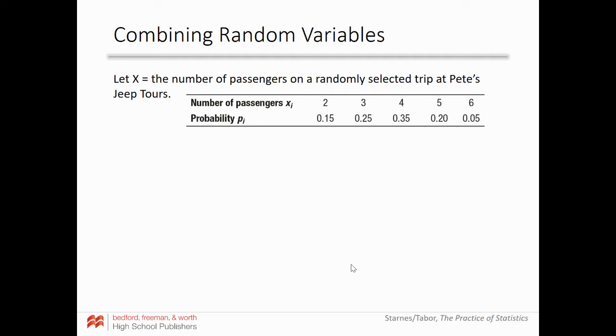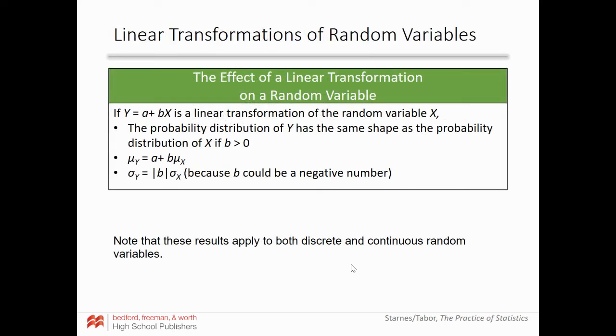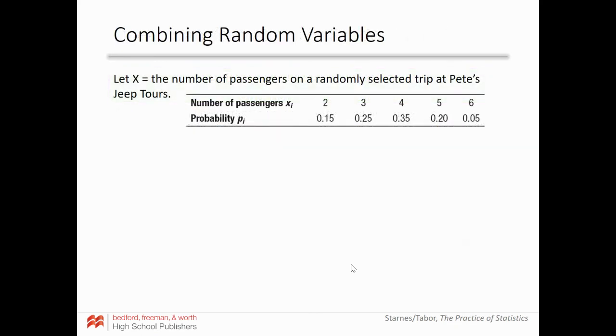So that was all about linear transformations and adding or subtracting constants and multiplying or dividing constants to a random variable. Now we are going to be combining random variables. So we're going to take two random variables and put them together. So let X equal the number of passengers on a randomly selected trip at Pete's Jeep Tour. So that's the distribution we've seen before.